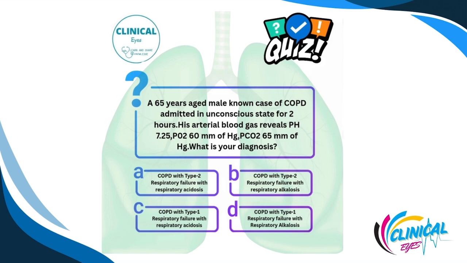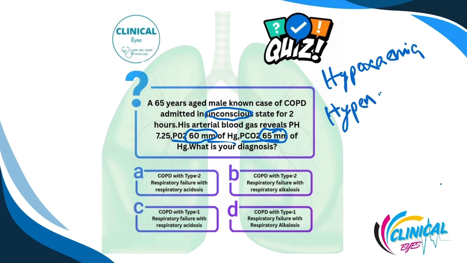So, as the question stated, the patient was unconscious and the patient's partial oxygen level is 60 millimeter of mercury. So, the patient has hypoxemia. And the patient's partial carbon dioxide is 65 millimeter of mercury. So, the patient has hypercapnia. As pH level is 7.25, the patient has acidosis.